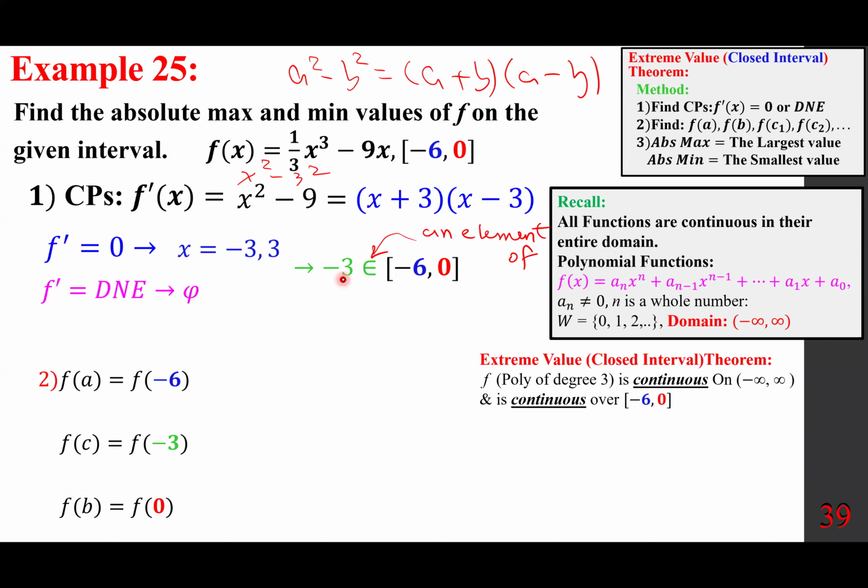So plug in negative 6: 1/3 times negative 6 cubed minus 9 times negative 6. Negative 6 squared is 36 times 6 is 216, and because it's cubed it becomes negative. 1/3 of that is negative 72 plus 54 gives us negative 18.